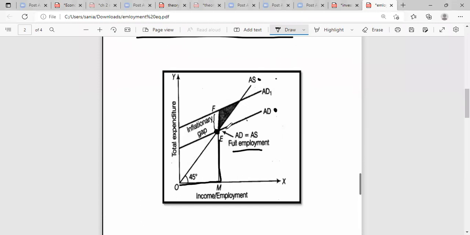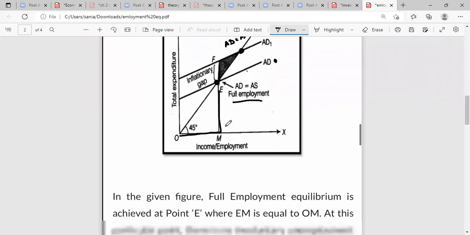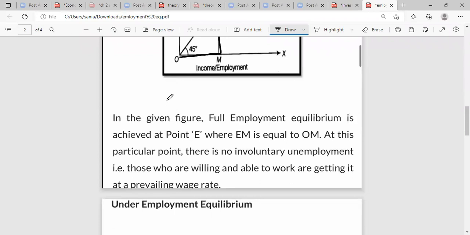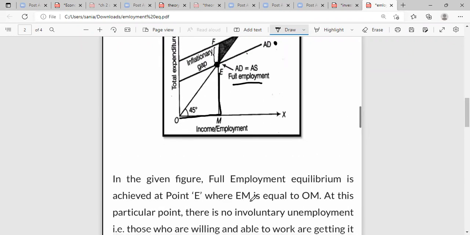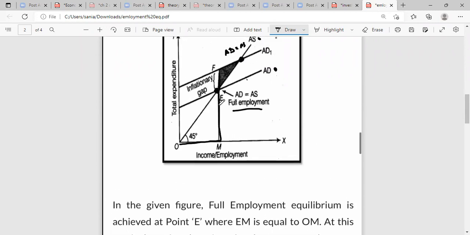Okay, similarly, for example, your demand is increasing. At that point also, again they are meeting. So this is also the point where AD is equal to AS, right? Okay, so now let's just explain this. Basically, in the given figure, full employment equilibrium is the point E. This is the point E, right? Where EM is equal to OM. So at that time, your EM is equal to OM, this one.